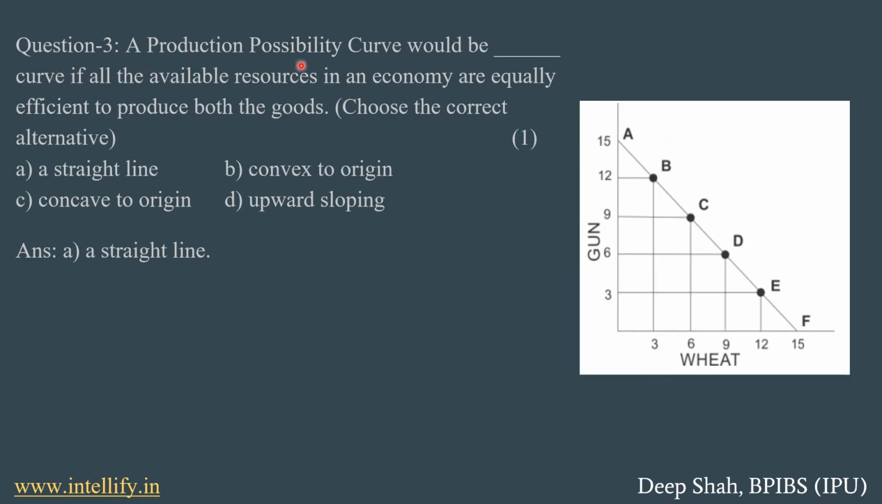Question 3. A production possibility curve would be dash curve if all the available resources in an economy are equally efficient to produce both the goods. Choose the correct alternative. A. A straight line. B. Convex to origin. C. Concave to origin. D. Upward sloping. So the answer will be A. Straight line. You can also see the illustration from the given diagram that how can this be a straight line curve.